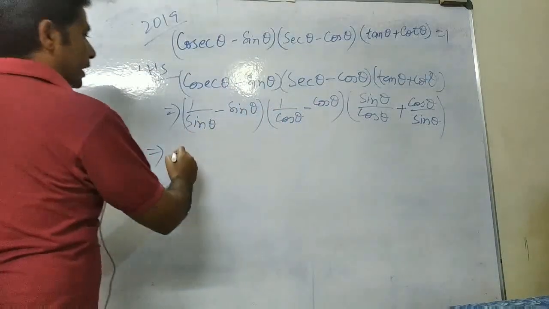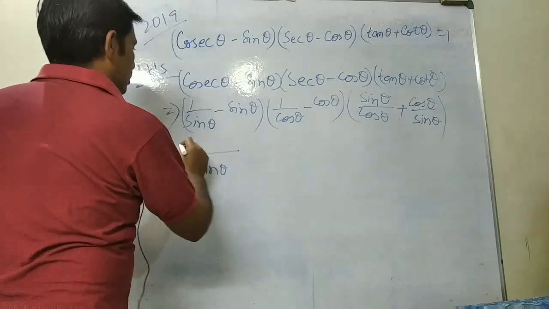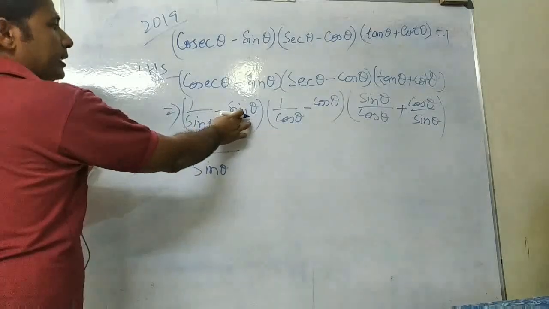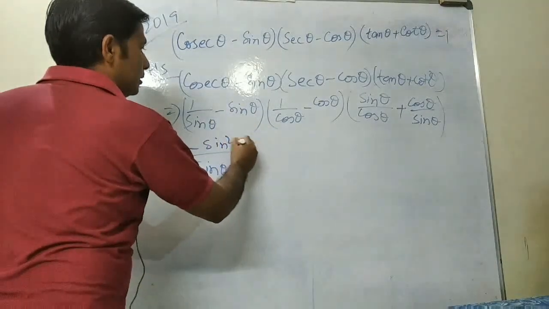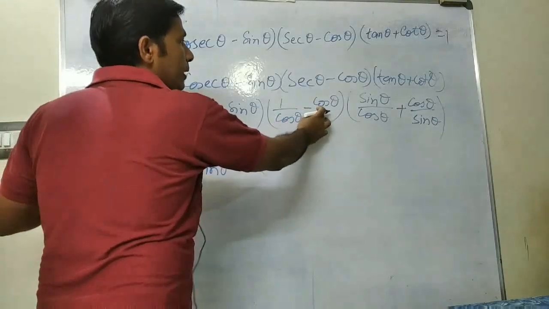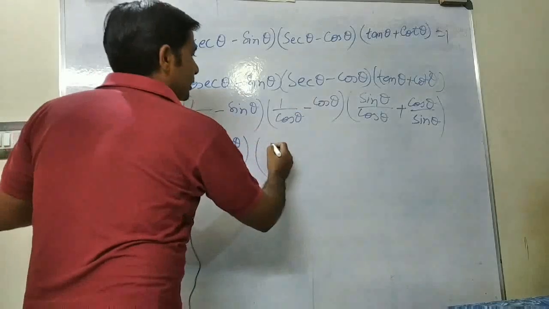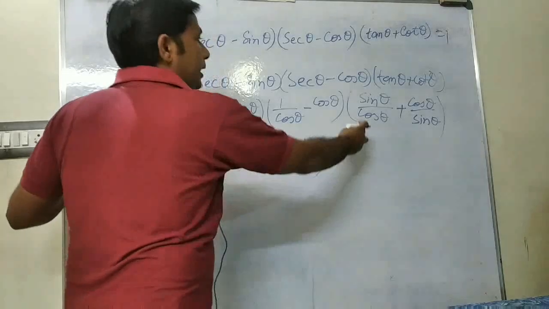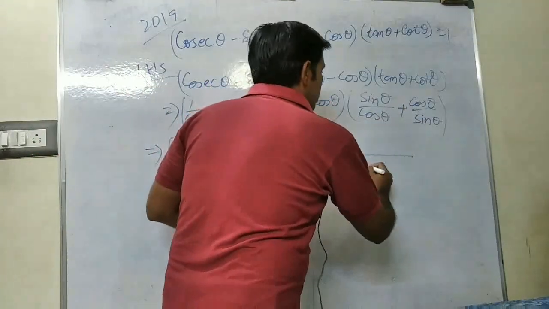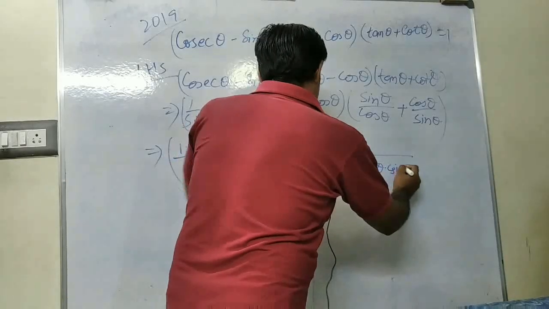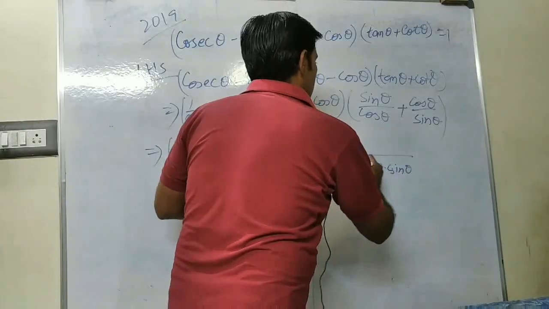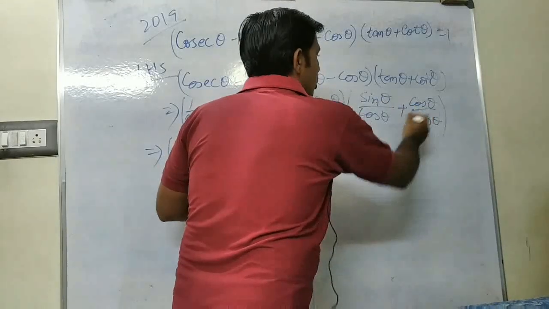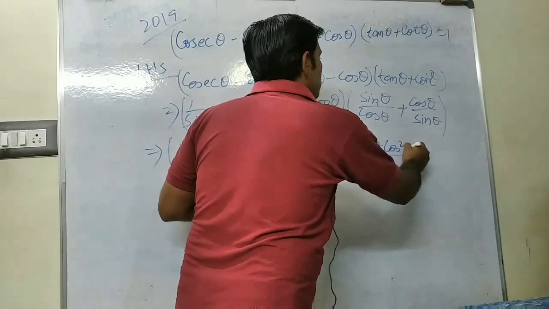We will take the LCM of sin theta here. So sin theta, 1 minus, as we have taken the LCM here, sin theta into sin theta is equal to sin square theta. Here cos theta we will take as the LCM, and cos theta into cos theta will be cos square theta. So 1 minus cos square theta by cos theta. Here we will take the LCM of sin theta and cos theta, so it will be cos theta into sin theta. Sin theta into sin theta will be sin square theta plus cos theta into cos theta is equal to cos square theta.